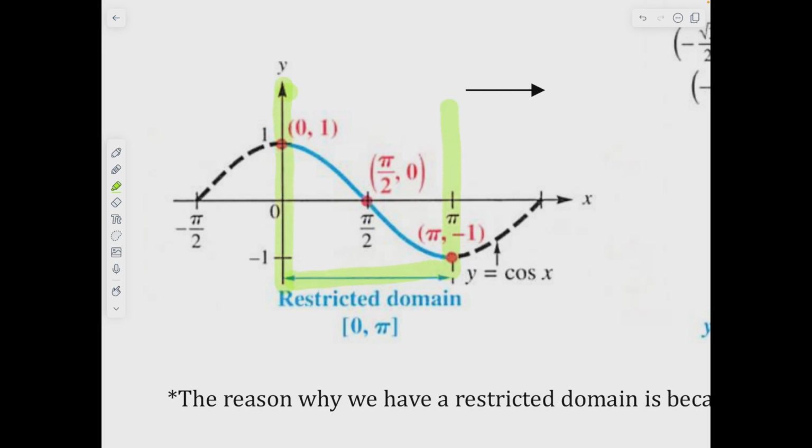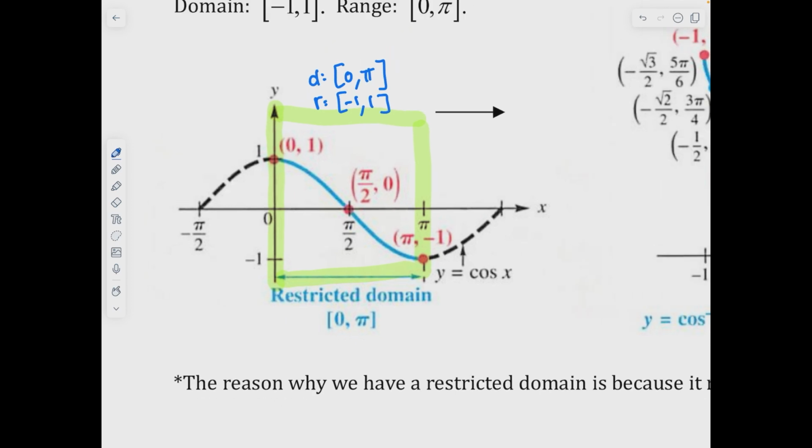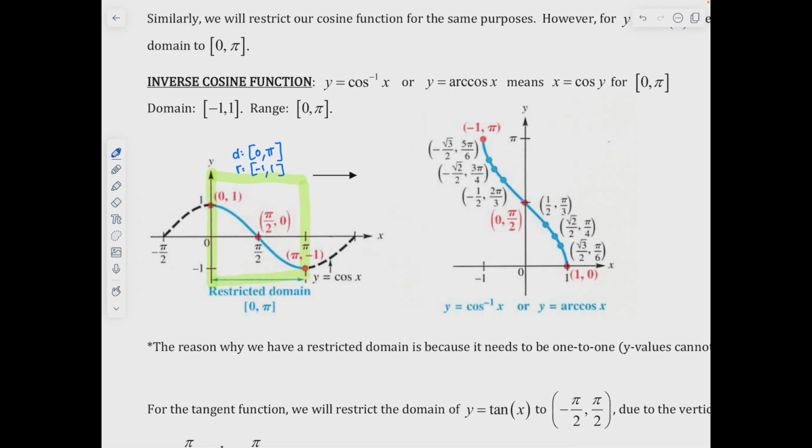And when we restrict our domain from 0 to pi, we are able to get something that is 1 to 1. Okay, so what you'll notice is when I restrict my domain, the domain itself is from 0 to pi, and the range of this is going to be from negative 1 to positive 1. So when we do the inverse function, the domain becomes the range, and the range becomes the domain because you're switching x and y values.